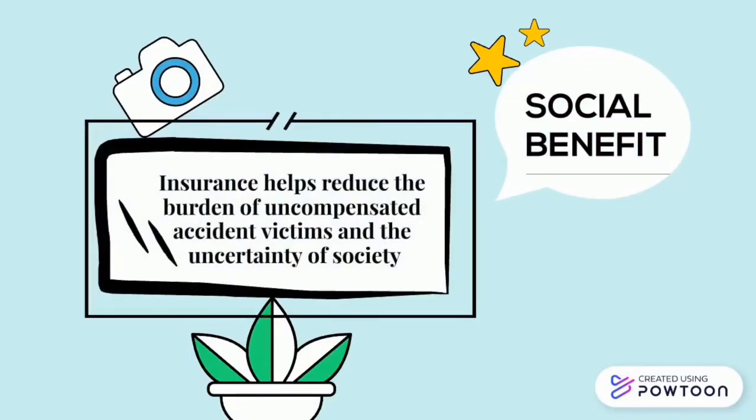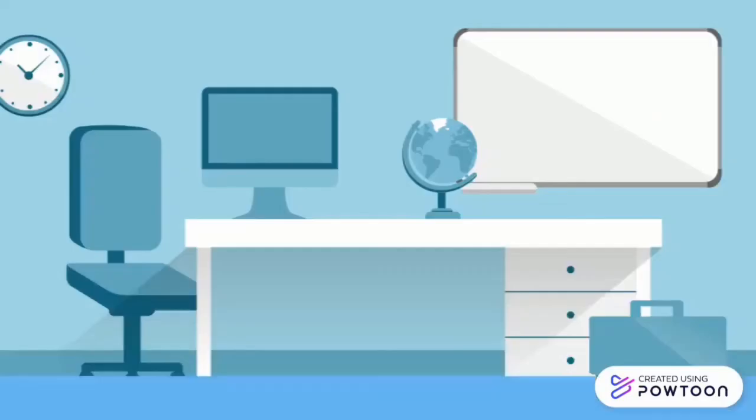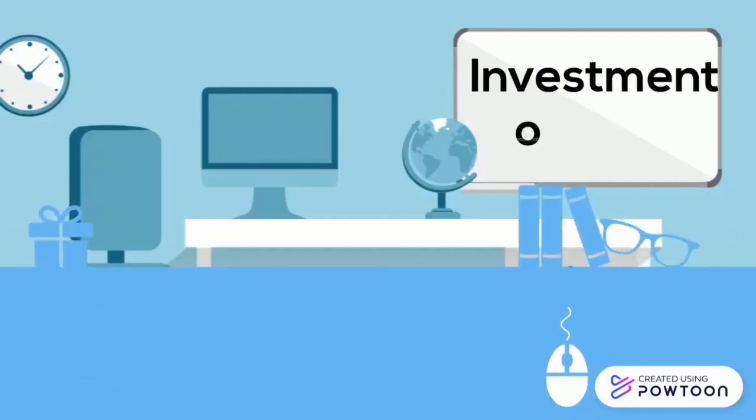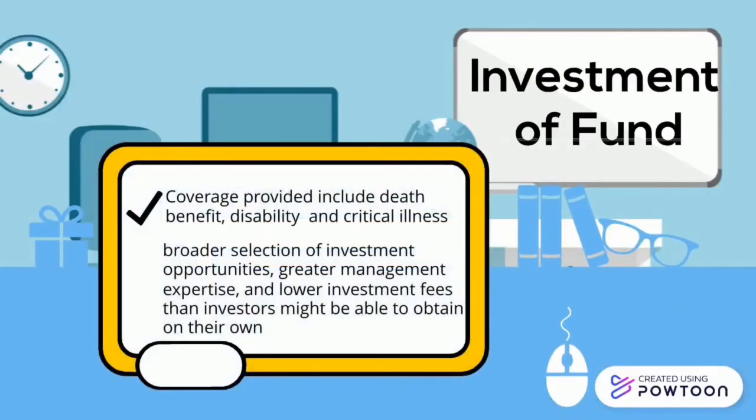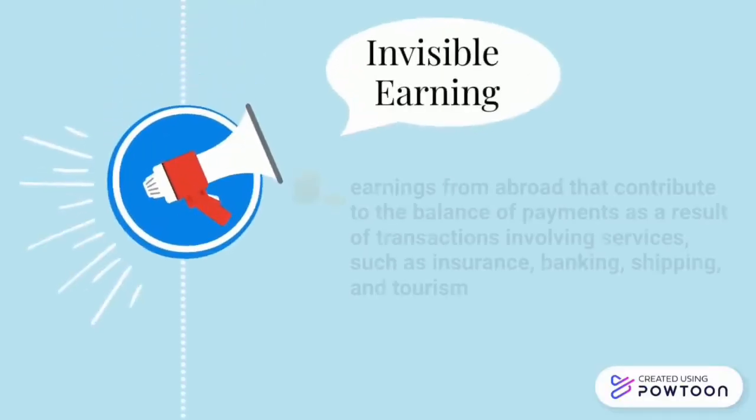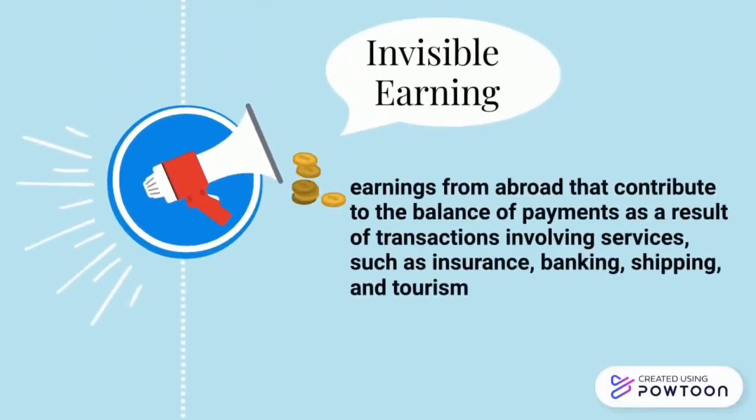Social benefit. Insurance helps reduce the burden of uncompensated accident victims and the uncertainty of society. Investment of fund. Coverage provided includes death benefit, disability, and critical illness. Broader selection of investment opportunities, greater management expertise, and lower investment fees than the investor might be able to obtain on their own. Invisible earning from abroad that contributes to the balance of payment as a result of transactions involving services such as insurance, banking, shipping, and tourism.